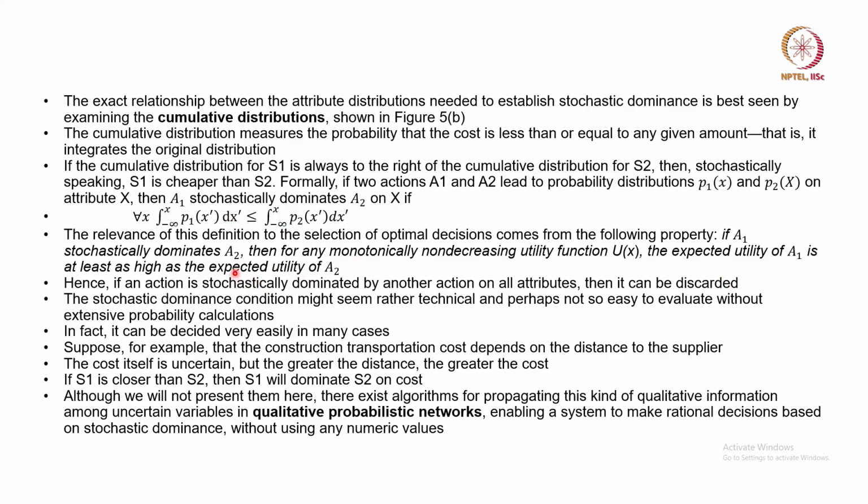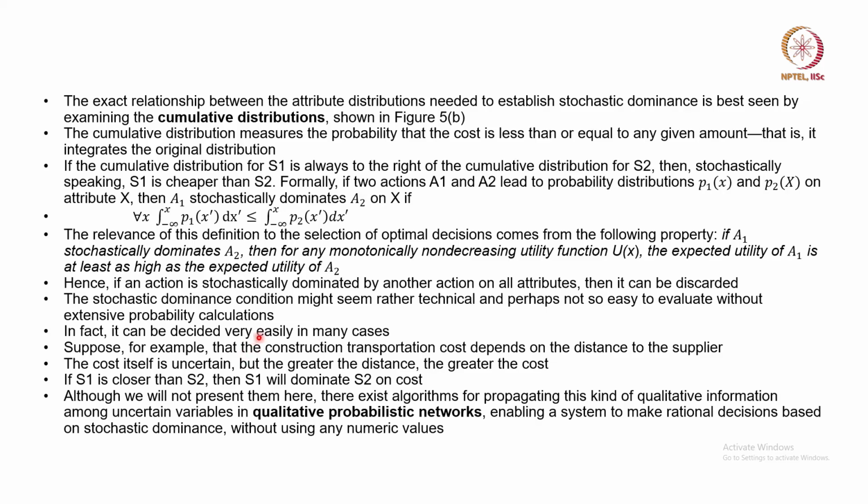So if A1 stochastically dominates A2, then for any monotonically non-decreasing utility function U(x), the expected utility of A1 is at least as high as the expected utility of A2. Okay, so the expected utility is what you need to take into account basically.